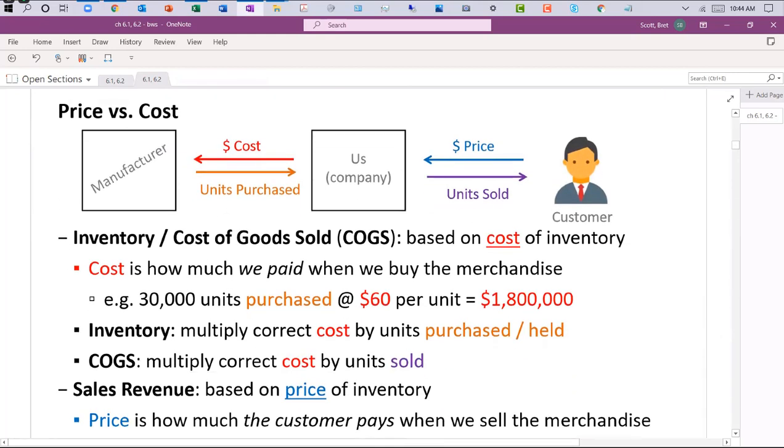What is cost versus price? When we think about inventory and cost of goods sold, we're thinking about the cost it took, how much we paid to get the merchandise. So if we bought 30,000 units and purchased them at $60 from the manufacturer, our inventory is $1.8 million. When we sell those 30,000 units, our cost of goods sold will be $1.8 million. That's all based on cost from the manufacturer to us. Those are units per purchase. That's based on the cost.